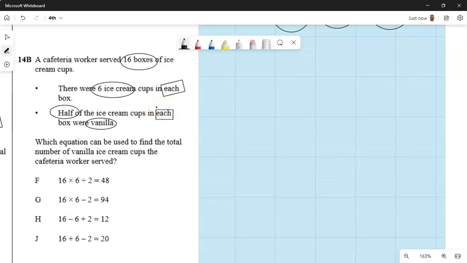So whenever I have equal size groups, I'm going to use the groups, each, total strategy. So I've got to figure out how many groups there are, how many in each group, and what the total is. Okay, right here the boxes are going to be groups. I've got 16 of them. And right here it says I got 6 ice cream cups in each box. That's going to be my each. And I'm trying to find out the total. Whenever I'm talking about equal size groups, and I know how many groups there are, I know how many in each group, and I'm trying to find out the total, that's going to be a multiplication problem. That's 16 times 6.